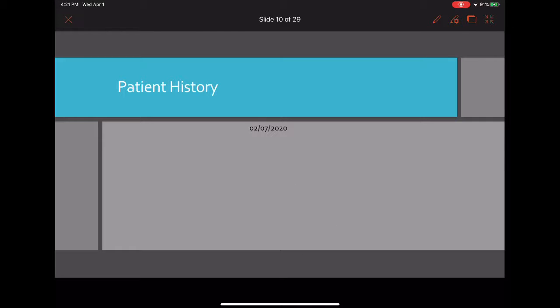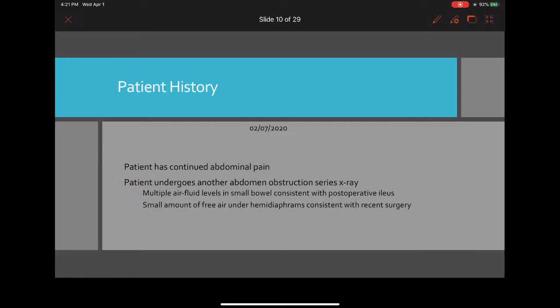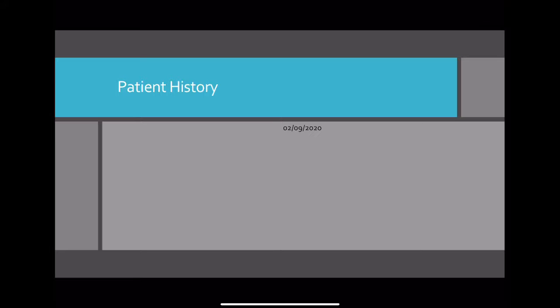On February 7th, the next day, the patient still has continued abdominal pain, so they undergo another abdomen obstruction series x-ray. Multiple air fluid levels in the small bowel consistent with post-operative ileus are seen, and a small amount of free air under the hemidiaphragm that is still consistent with her recent surgery. On the 9th, the abdominal pain is still there, and now she's developed a fever.